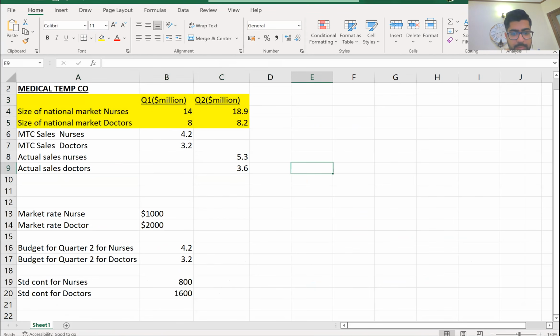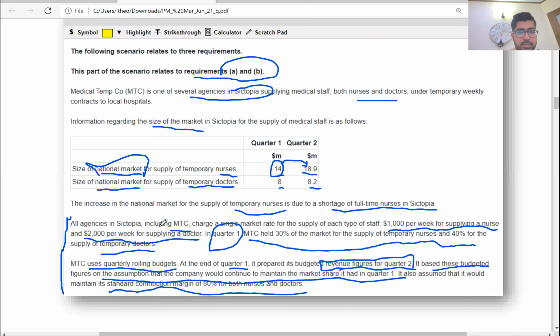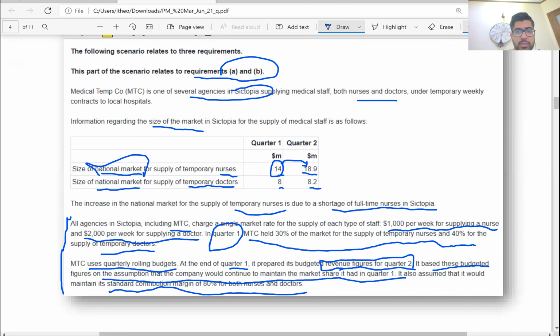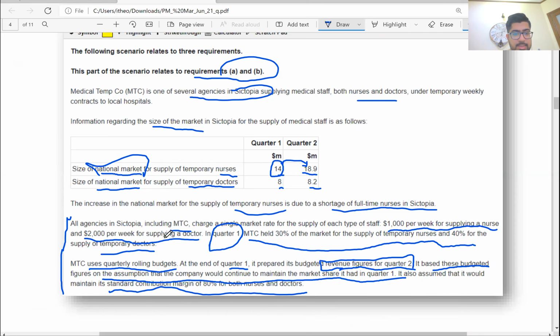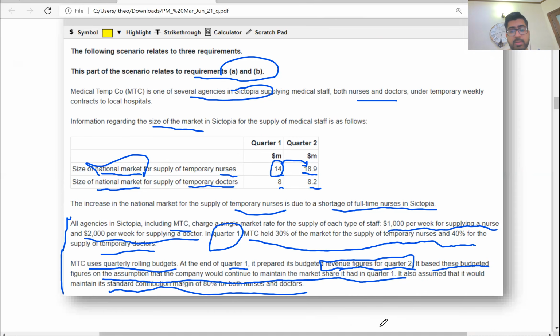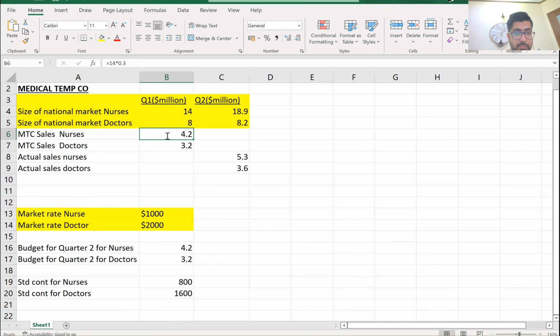Then it stated that all agencies charge a single market rate, 1,000 for a nurse and 2,000 for a doctor. I wrote it here as the market rate for nurse and doctor. Then it stated that in quarter 1, MTC held 30% of the national market for nurses and 40% for doctors. So I did this, and this is MTC sales for nurses and doctors in quarter 1.